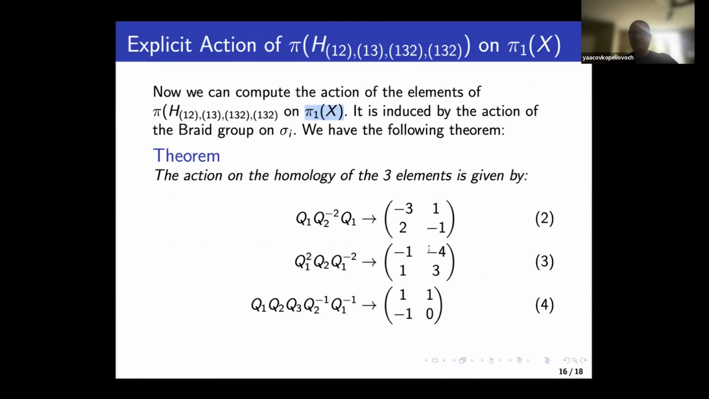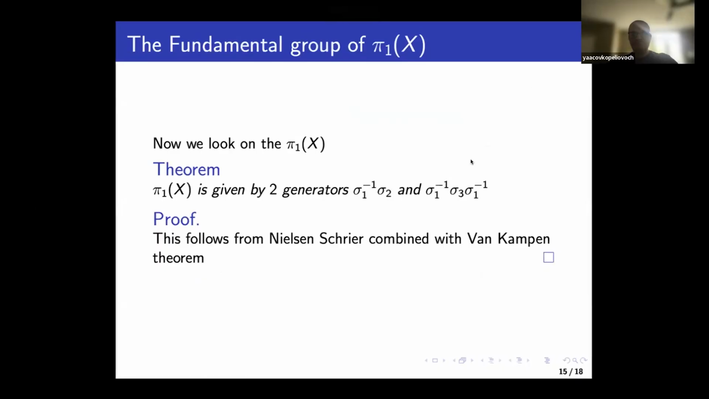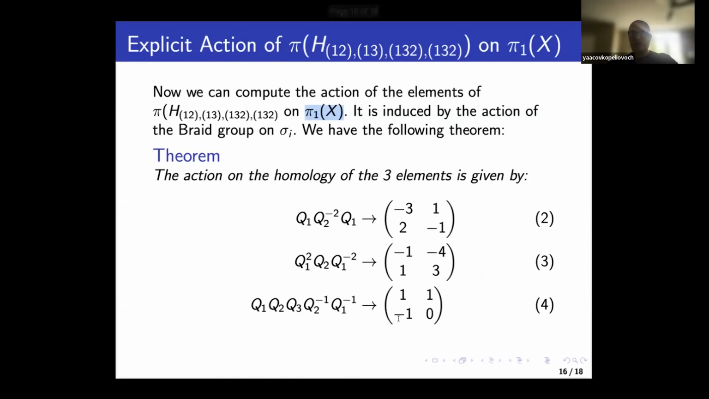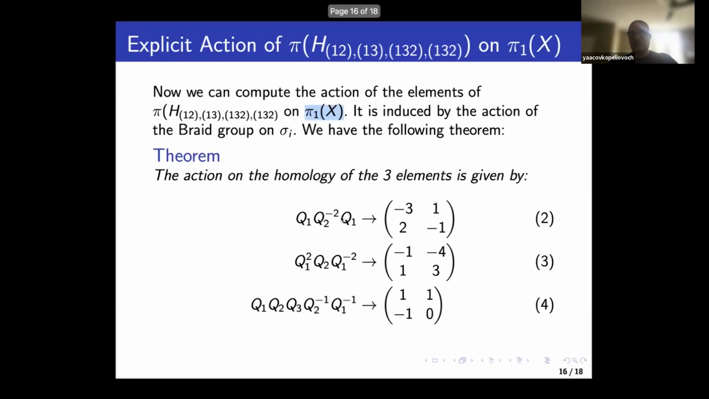So this one is going to be the full moduli dimension. Two of the generators have infinite order, and this one is finite order. I think these two are infinite order. Okay? So it means that g equals 1. So a generic curve of genus 1 is carrying a function of the signature above.